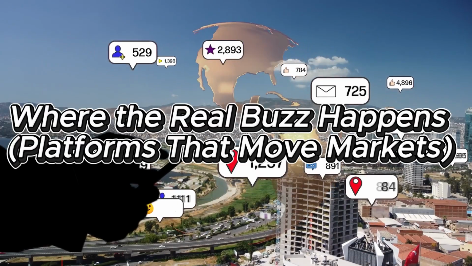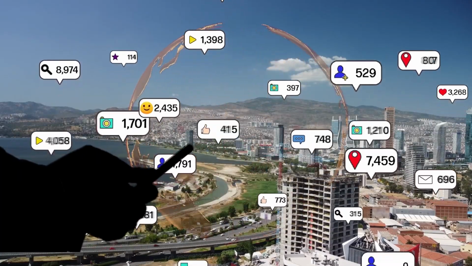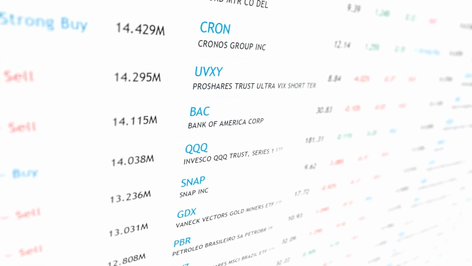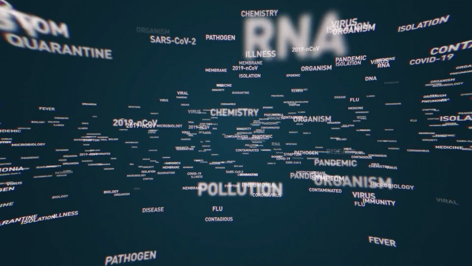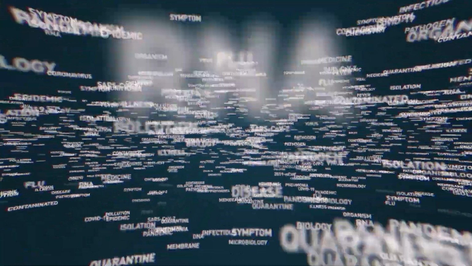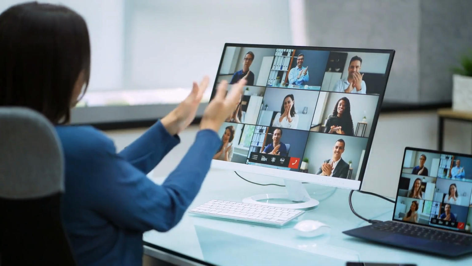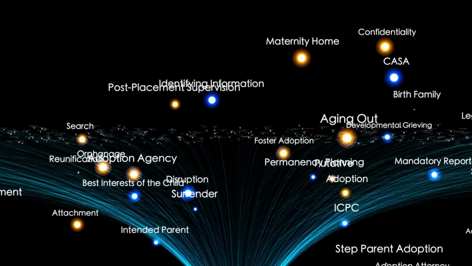Where does the real buzz happen? We'll explore the platforms that move markets. Keep an eye on X, formerly Twitter, for hashtags like #stockmarket, #trading, and #investing. Use Vista Social to track Reddit's r/wallstreetbets. And don't forget about LinkedIn for investor sentiment on stocks. Facebook finance groups can also be valuable, but be cautious with platforms like TikTok unless you're using trained models.